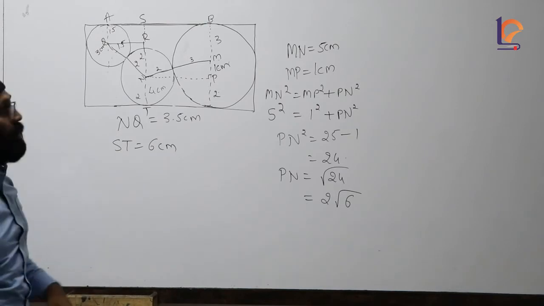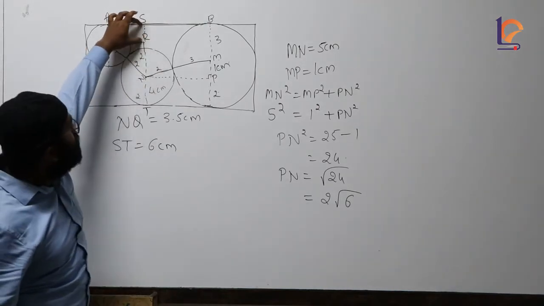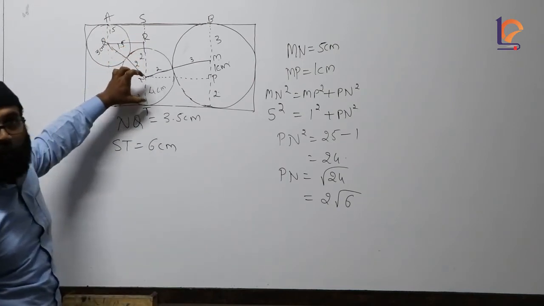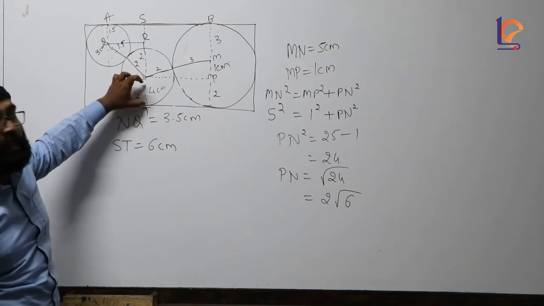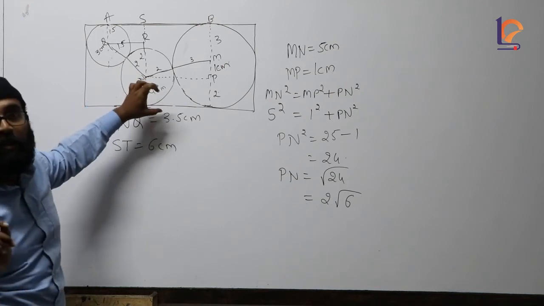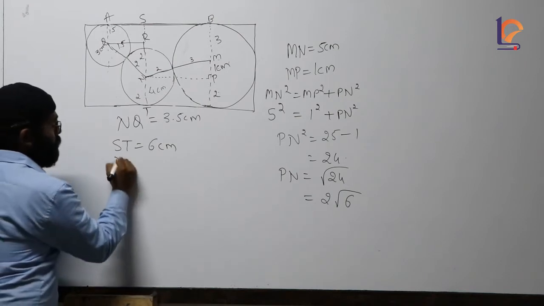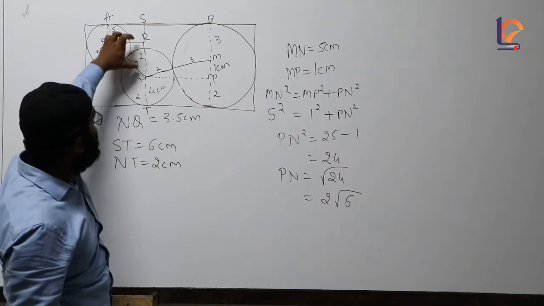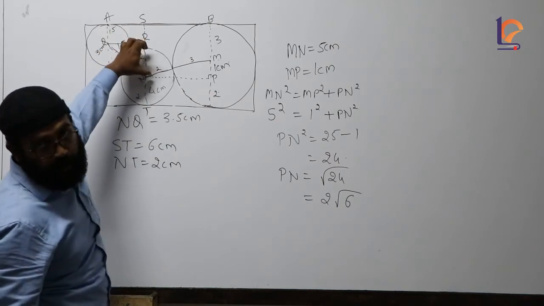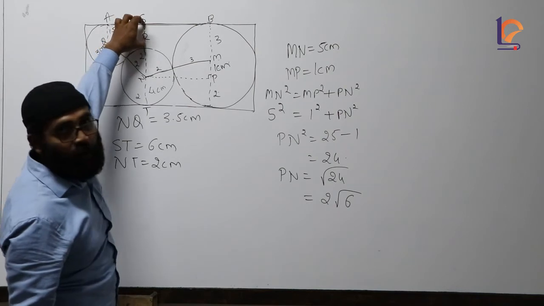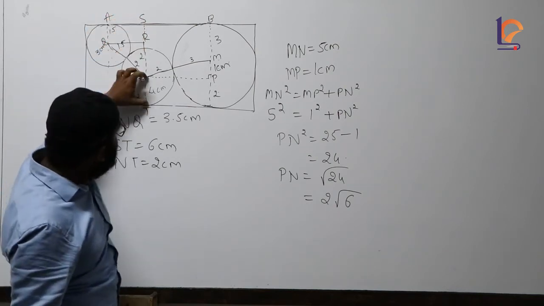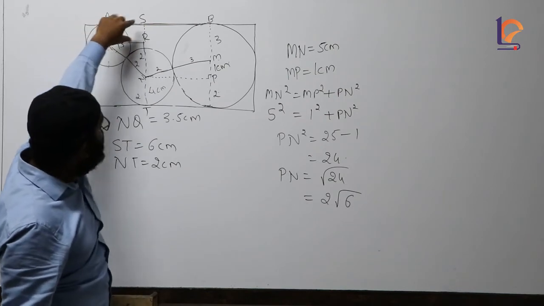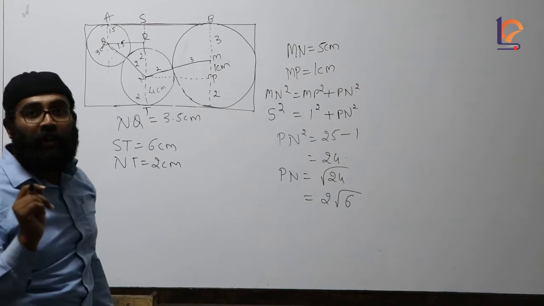Out of those 6 cm, there are so many parts. This is one part, this is one part, this is one part. I already know the value of NT. NT is 2 cm because this is the radius of one circle. Similarly, I need to find RN. For that, I know the value of SR because, similar to this, this is also parallel. Since it is 1.5, this will also be 1.5 cm.